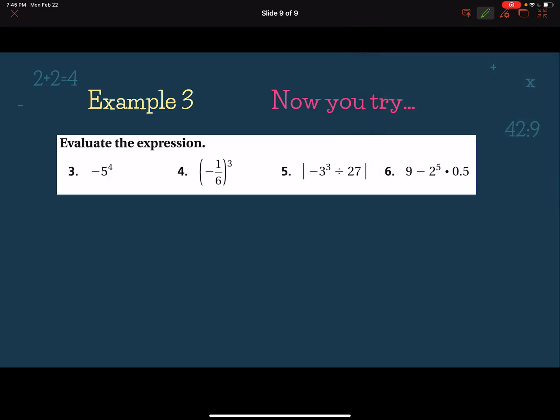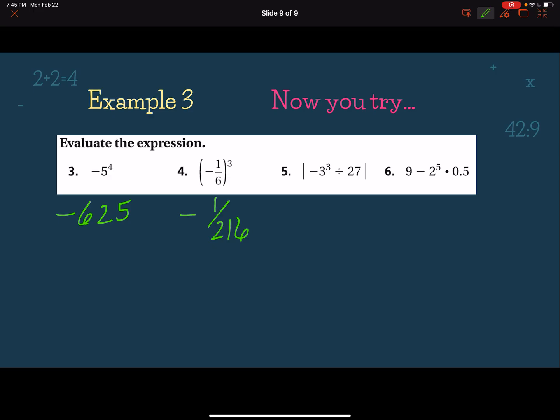Okay, number 3. If we put into our calculator negative 5 without parentheses to the 4th power, hit enter, we're going to get a negative 625. Number 4, put this directly into your calculator just like it is with your parentheses, your negative, and your fraction to the 3rd power. And we get negative 1 over 216.